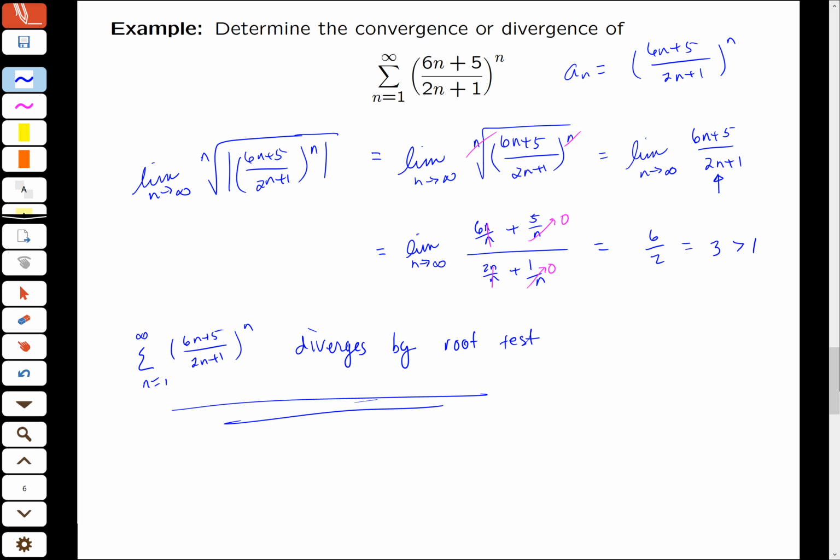No. Just showing a different method of doing it. Everybody is very comfortable with L'Hopital, so I wanted to show the other method. You can use either one you want.